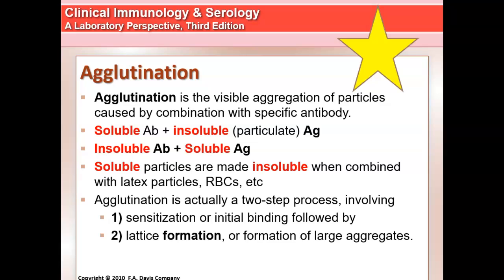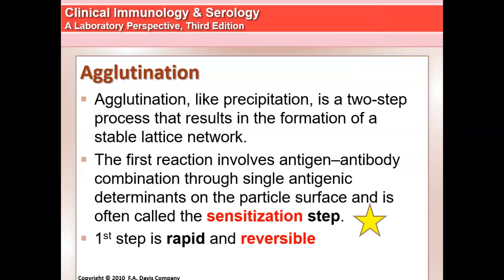Agglutination, just like precipitation, is a two-step process that involves sensitization, or the initial binding, followed by lattice formation, or the formation of large aggregates that we can see. The first reaction of agglutination involves antigen-antibody combination through single antigenic determinants on the particle surface, and this is called the sensitization step. The first step is very rapid and reversible.